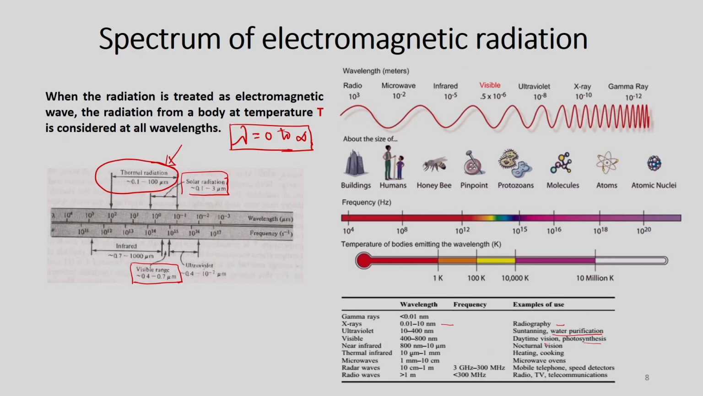And thermal infrared wavelength varies from 10 micron to 1 mm, and it is mostly applied in heating and cooling applications. And microwave wavelength varies from 1 millimeter to 10 centimeter, and of course this is used in microwave ovens. Already we know what a microwave oven is, and most households have one.